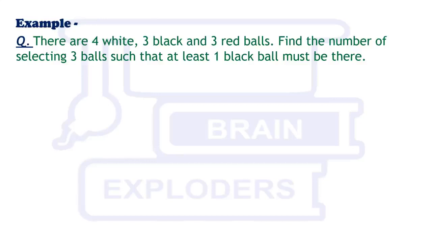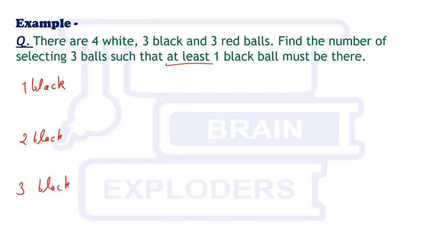There are 4 white, 3 black and 3 red balls. Find the number of ways of selecting 3 balls such that at least 1 black ball must be there. Since there must be at least 1 black ball, here again we have the word at least, so there is a possibility that we have 1 black ball or we have 2 black balls or we have 3 black balls.